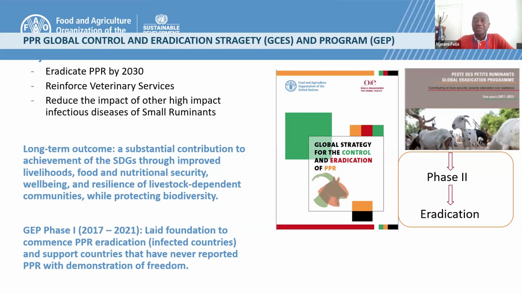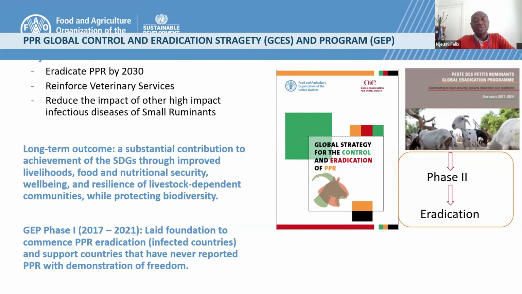And we start preparing the strategy. This strategy has 3 components. Therefore, when we are talking about the PPR Global Eradication Program, it's not only PPR itself. Its first objective is to eradicate PPR, but when eradicating PPR, we have to reinforce the services. But more importantly, we need to make sure that we reduce the impact of other small ruminant diseases.